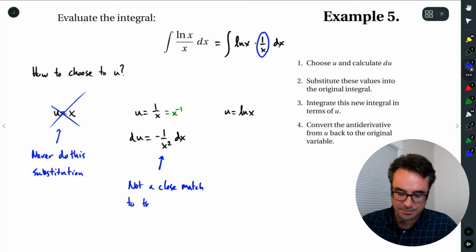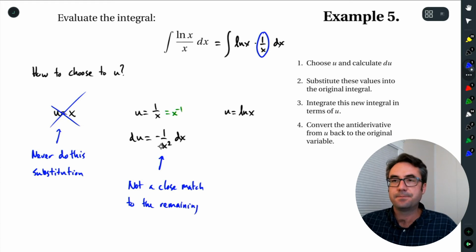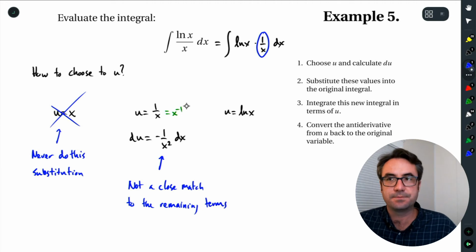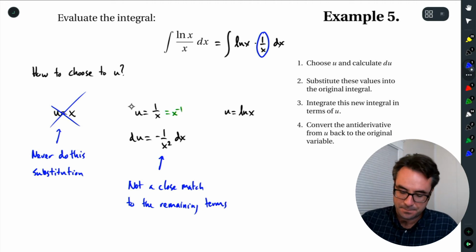to the remaining terms. I mean, if we wanted to get really clever, maybe there's something we could do. But as it is, the 1 over x squared does not match up too closely with this natural log x. So that's an indication that this substitution is probably not going to work out. So we're going to cross this one out as well.